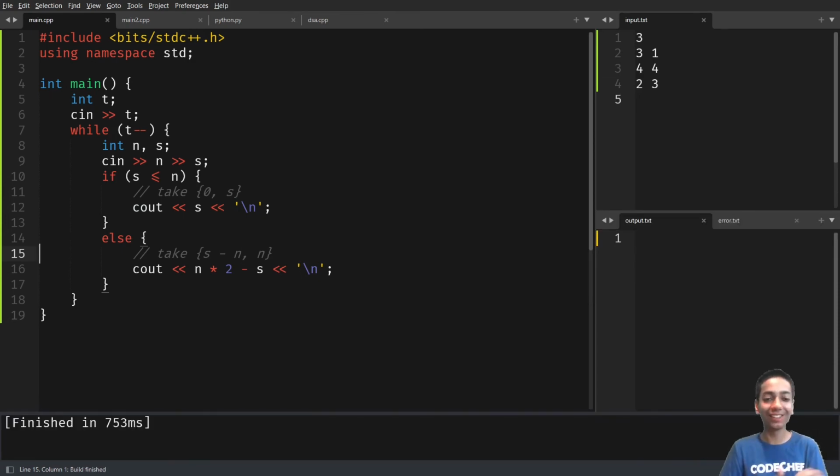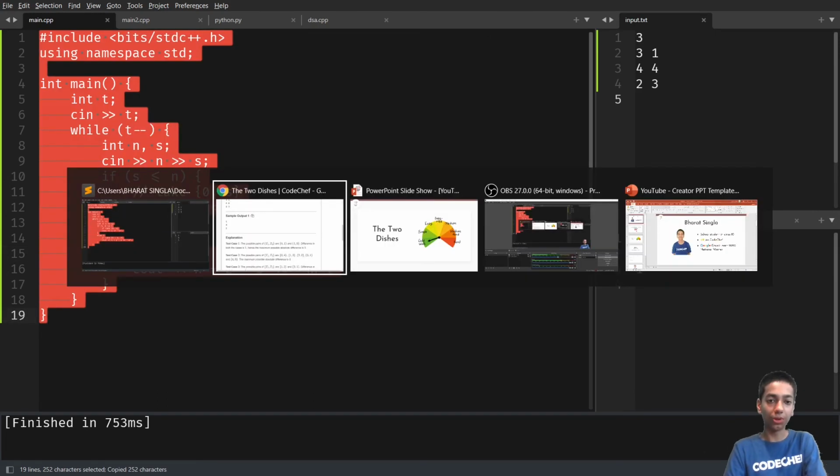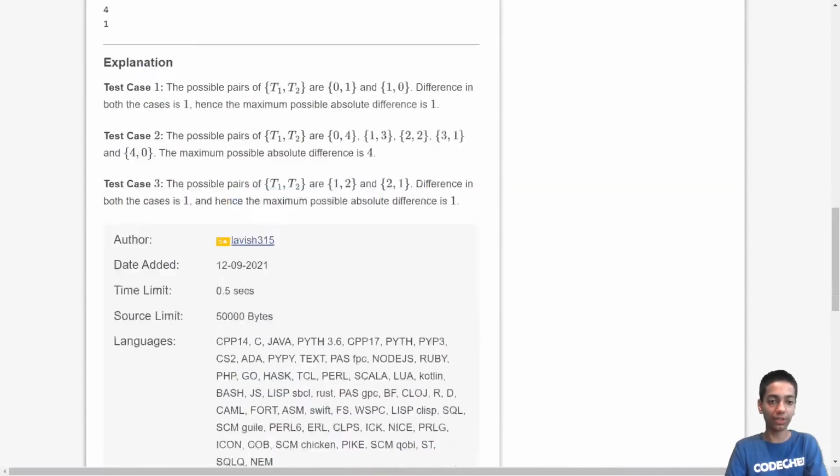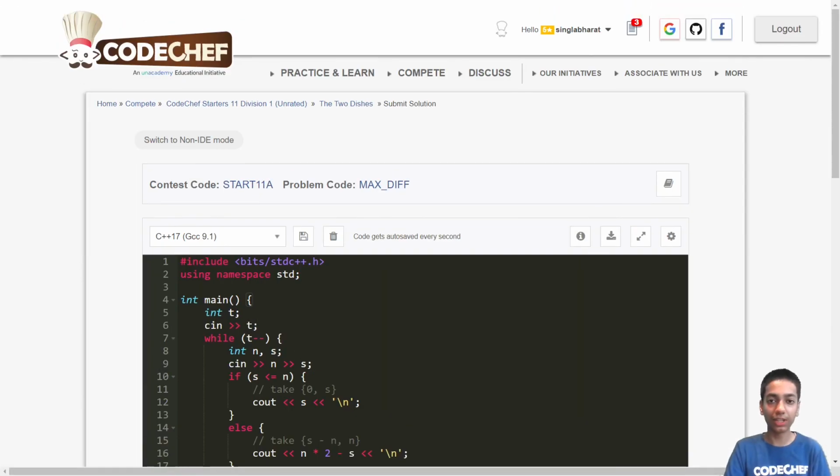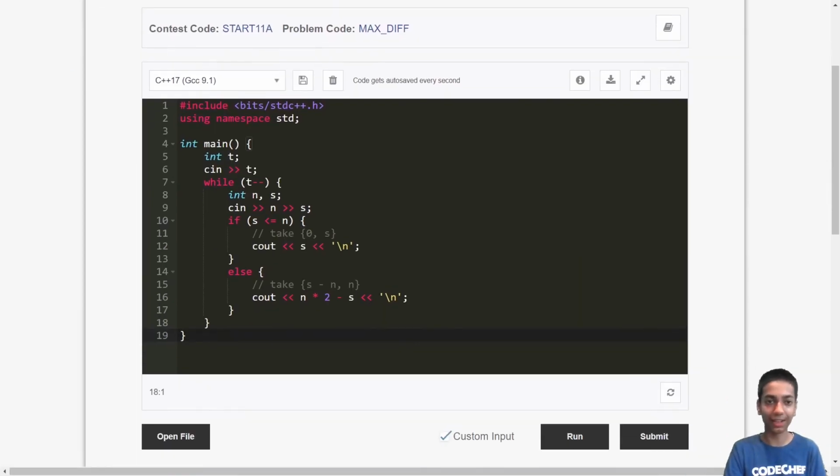So let's quickly run it. And yes, we do get 141. I guess that's the expected output. So let's quickly copy this code. Yes, 141 was the expected output. So as you can see, I haven't solved it yet, so no tick is appearing.